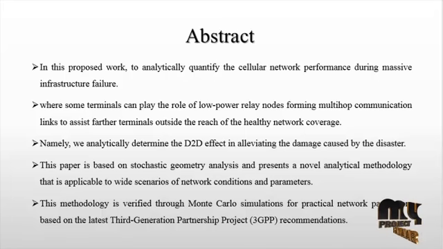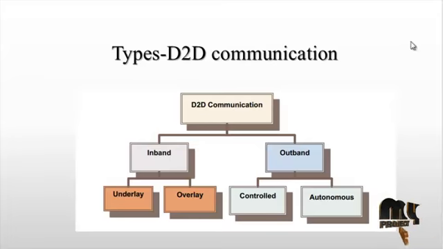Whatever it may be, regarding the basic concept of D2D communication, there are two types that will be discussed. These are the types of D2D communication: inband and outband. Inband is separated into underlay and overlay, and outband is separated into controlled and autonomous. So these are the types of D2D communication in the system.